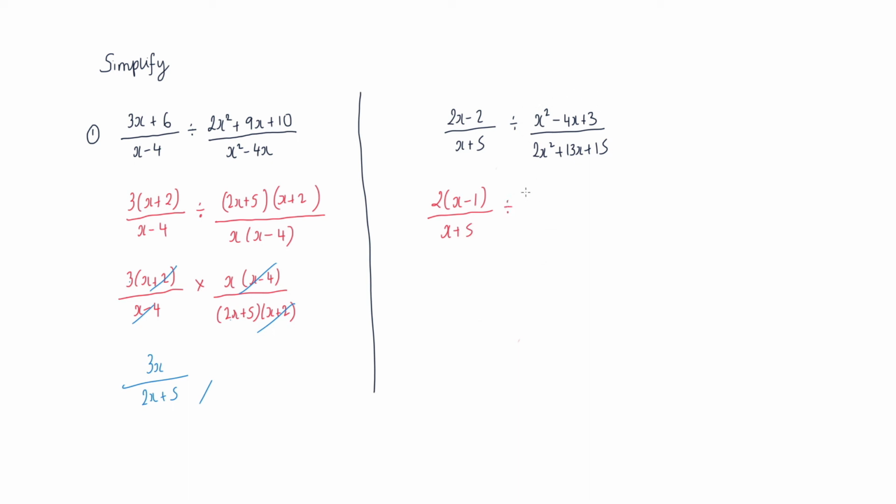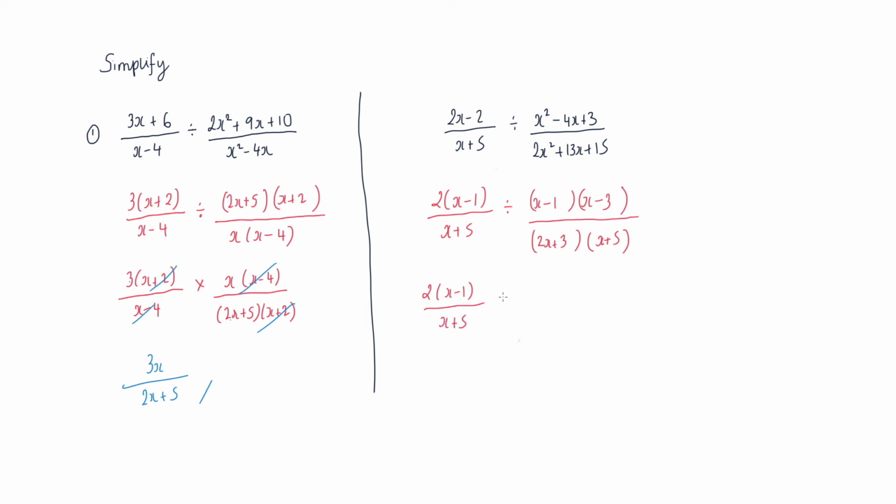Now let's factorize this. So we'll get this into 2 brackets. So that will give me x minus, an x here as well, by the way. So that's going to give me minus 1 and minus 3. And on the bottom, if we factorize that, that should give me 2x plus 3 and x plus 5. Okay, so that's us factorizing everything. Cool. So now we're going to write 2 bracket x minus 1 as it is, over x plus 5.